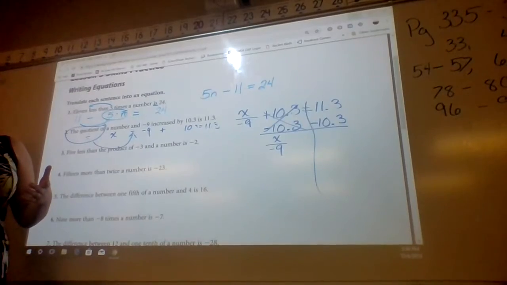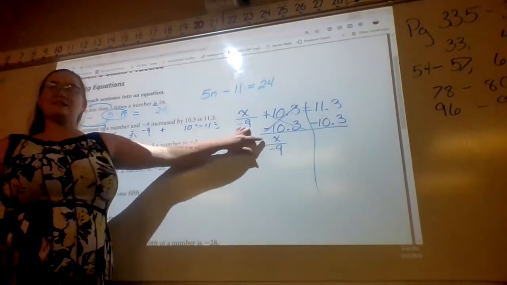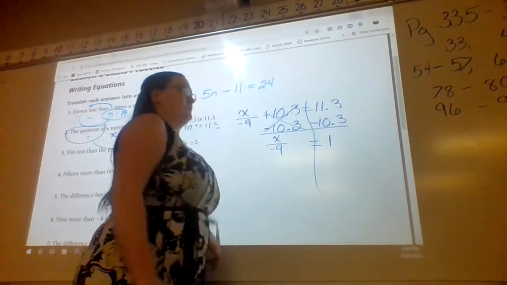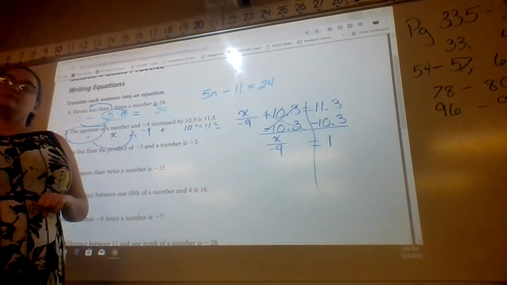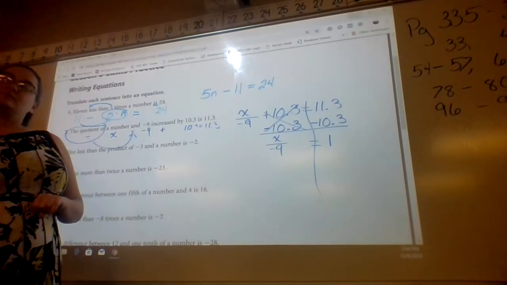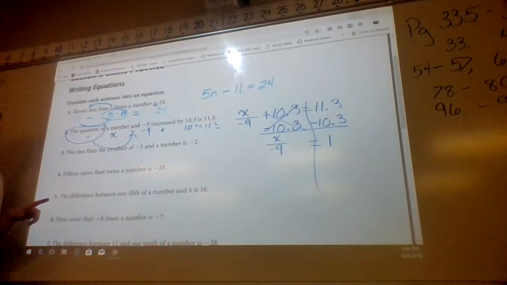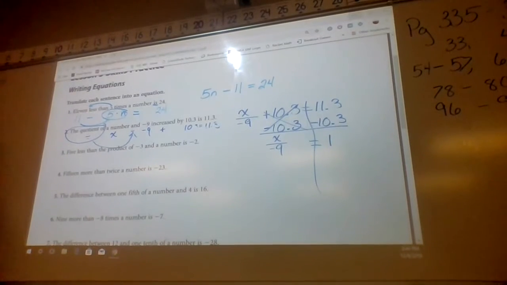What'd you say? X divided by negative 9. I'm guessing x is negative 9. No. Why? You are smart. Because all you need is a 1 to equal x. So, equal, right? And negative 9 divided by negative 9 is 1.